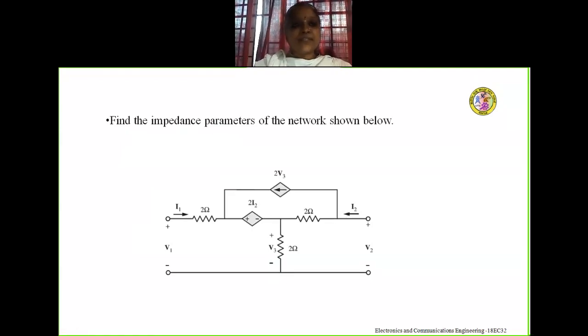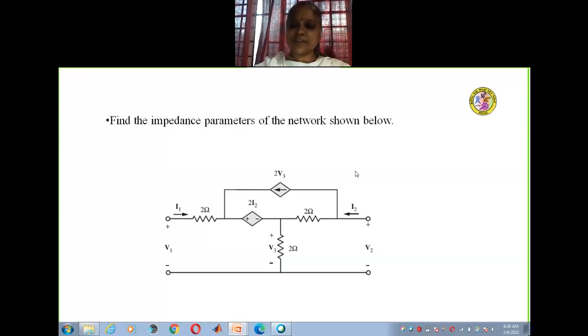The problem is: find the impedance parameters of the network shown below. Impedance parameters are nothing but Z parameters. So for this network, we have to find all four impedance parameters: Z11, Z12, Z21 and Z22.